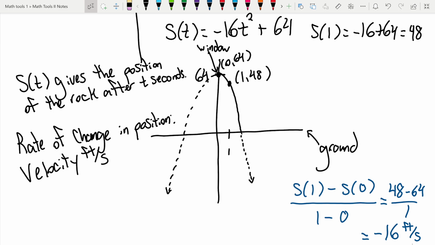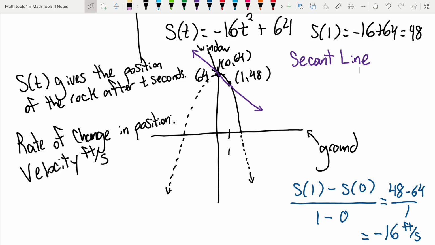But we can do this with any 2 points. So what we're essentially doing here, and when I say essentially, I mean exactly what we're doing, is we're finding the slope of what we call the secant line between these 2 points. So this is called the secant line, okay? And the secant line is just a word for the line that goes through 2 points, okay?